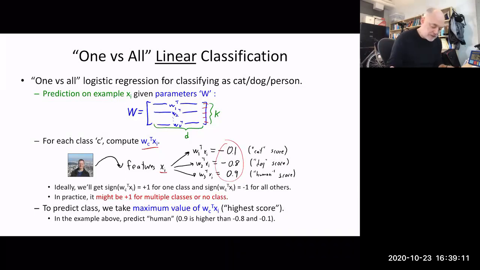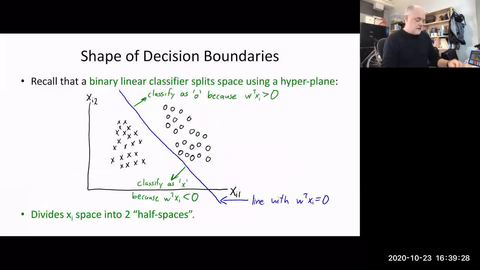What we do to predict a class is we take the maximum value of W transpose Xi, the highest score, right? Over here, obviously, if we're doing, what is in this picture, the human has the highest score. It's higher than -0.8 and -0.1. Okay, so easy, right? Cool.